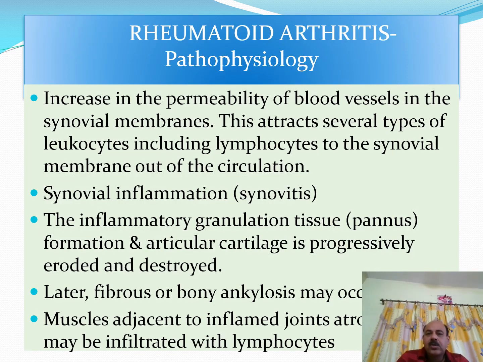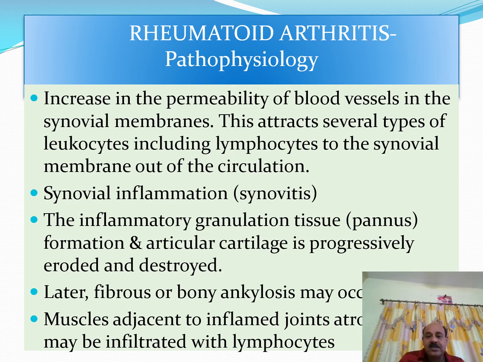Now we'll talk about the pathophysiology of RA in a very brief manner. Increasing permeability of blood vessels in the synovial membrane takes place at the outset. This attracts several types of WBCs, including lymphocytes, to the synovial membrane out of circulation. Because of the increased permeability, these WBCs get accumulated in the synovial membrane, and that initiates the inflammatory process over there.